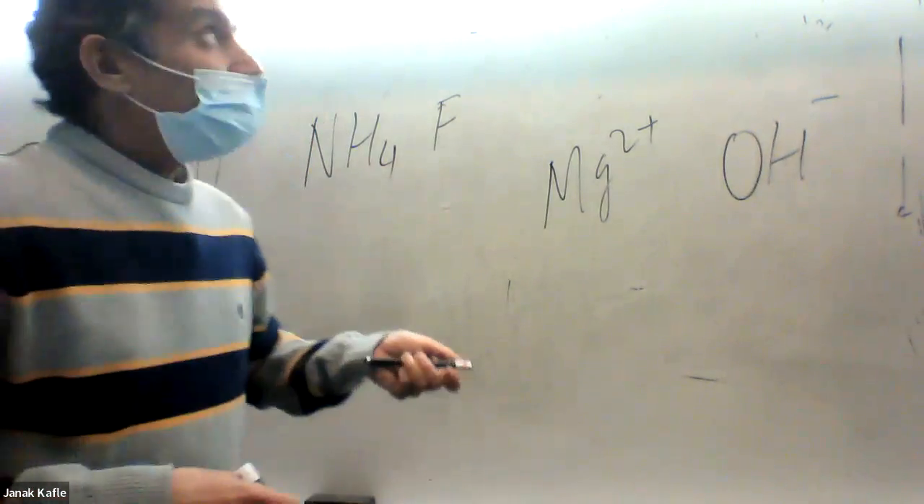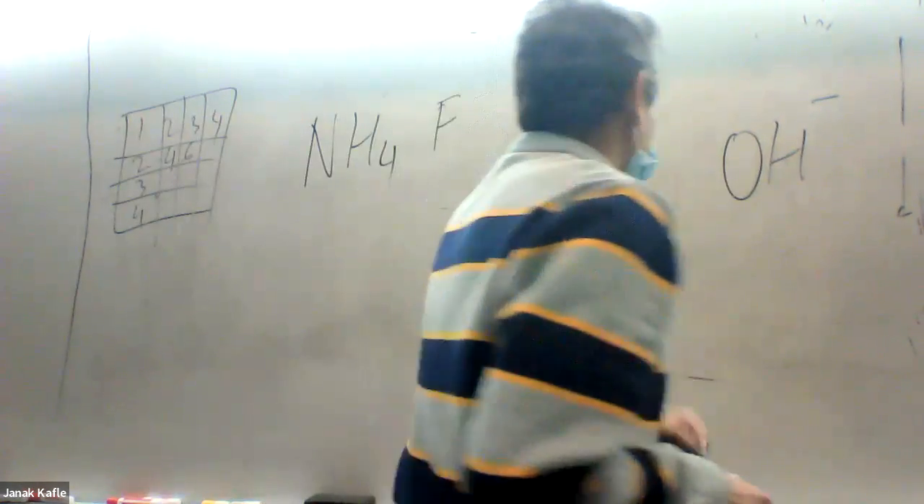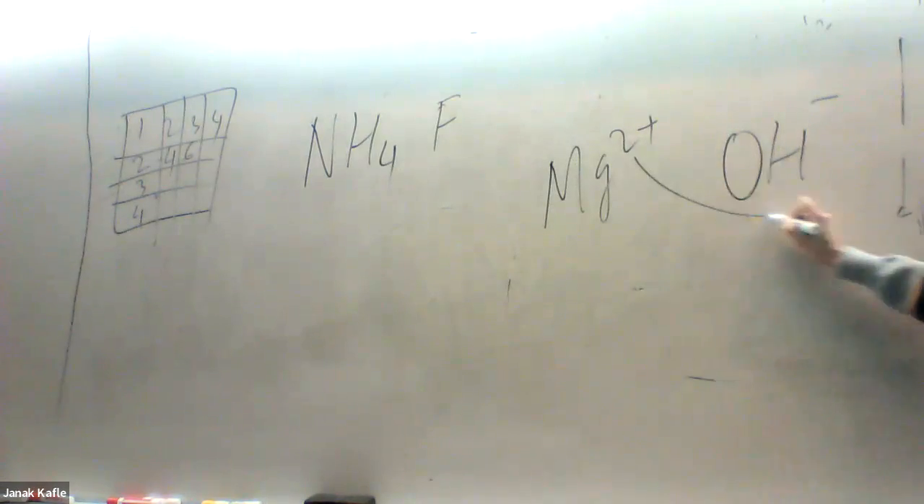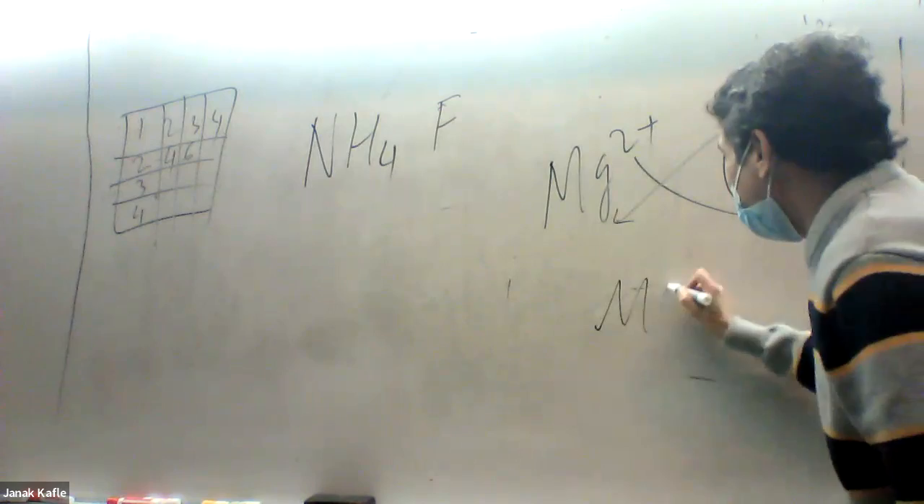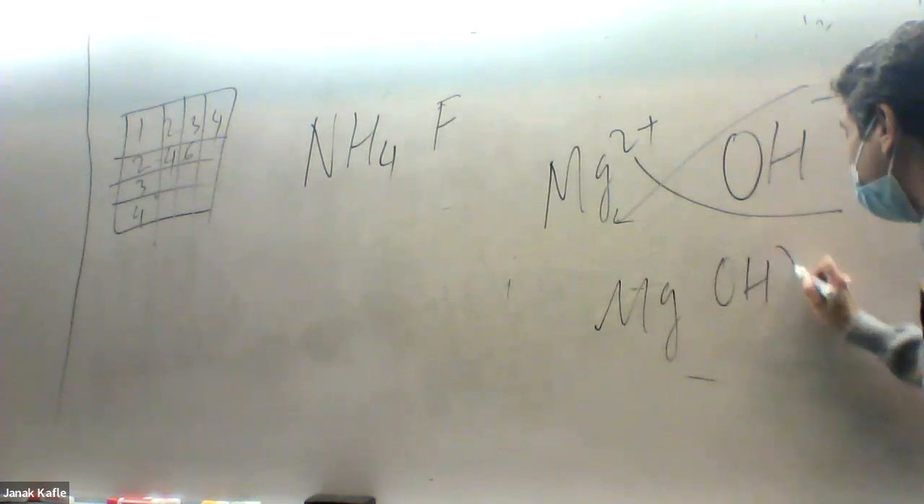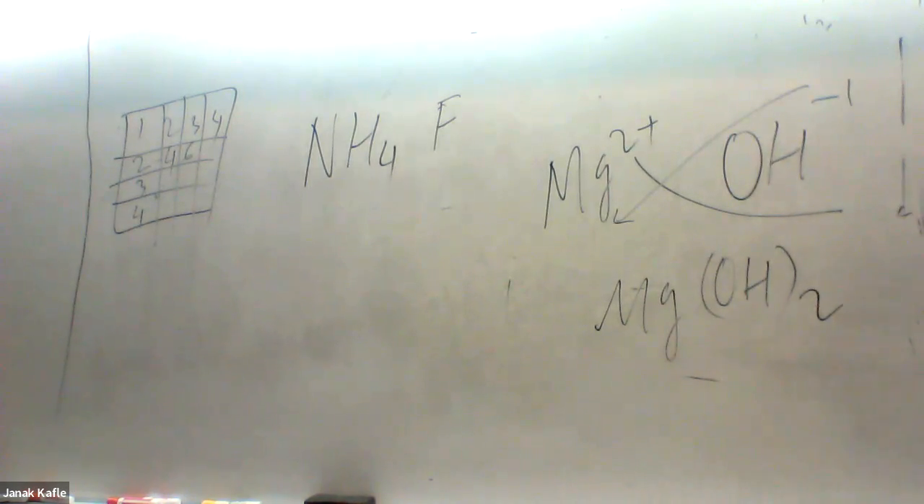Like this. So Mg2OH. The 2 should be coming to the foot of here, and the -1 should go here. So Mg(OH)2 is my compound. Mg(OH)2 is my compound. You see that? So is Mg(OH)2 soluble or not?